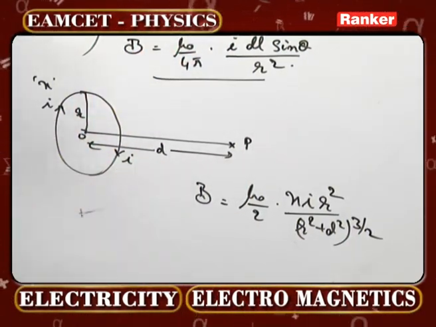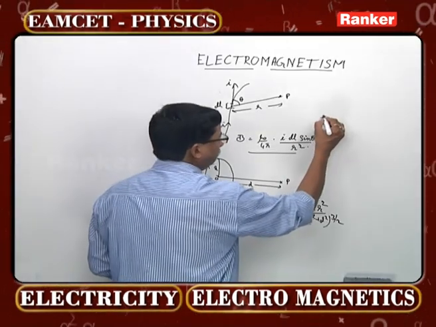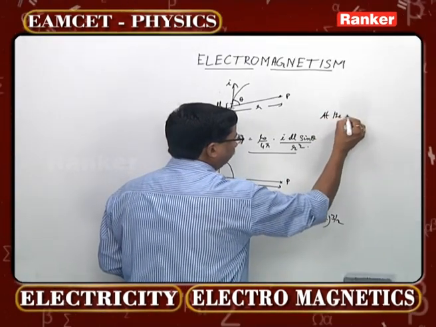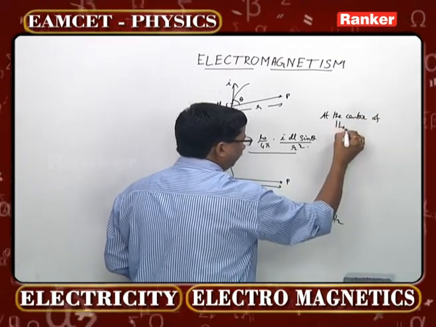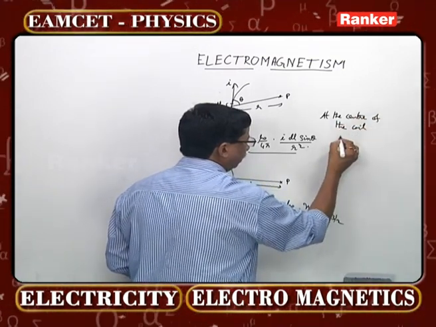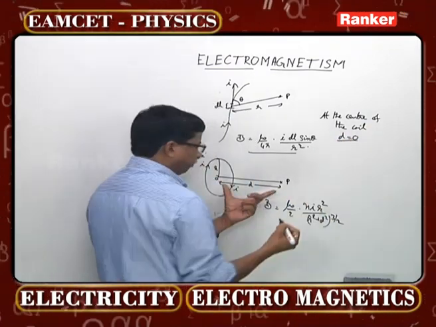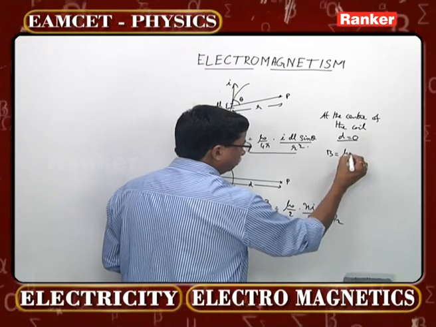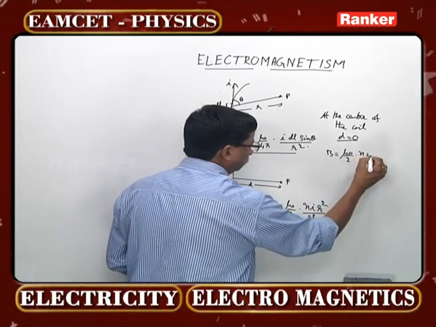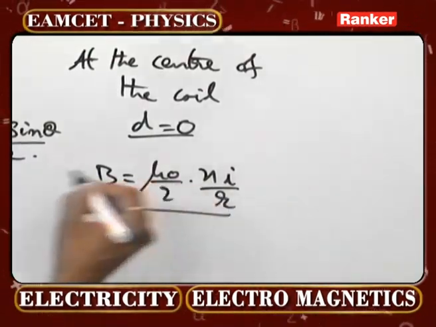There is a special case in this one. What is that special case here? At the center of the coil, they may ask you. At the center of the coil means you can understand the distance will be 0. Then what happens to this formula? B is equal to mu naught by 2 into Ni by R, you will be getting.